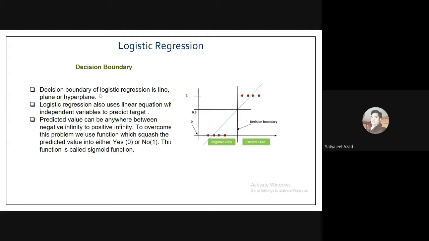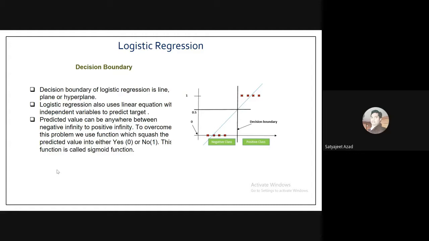So there comes a concept of this hyperplane. Hyperplane is nothing but a boundary that separates two classes. Logistic regression can use a linear equation with independent variables to predict a target. You must have 3, 4, 5, 6, depending on your business problem. There should be some independent variables to predict the class basically.